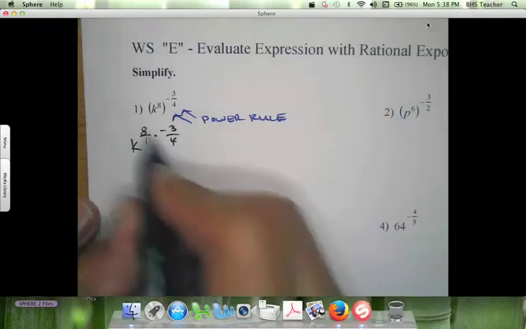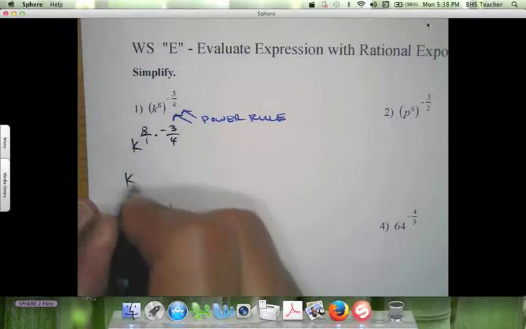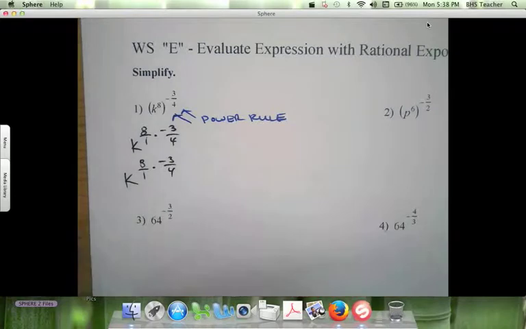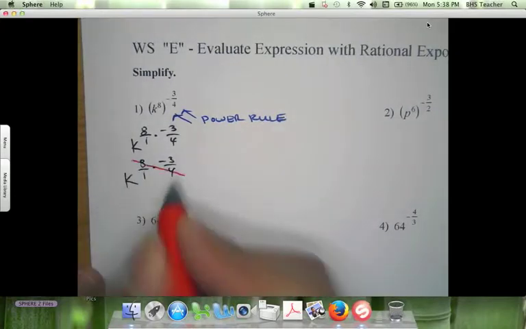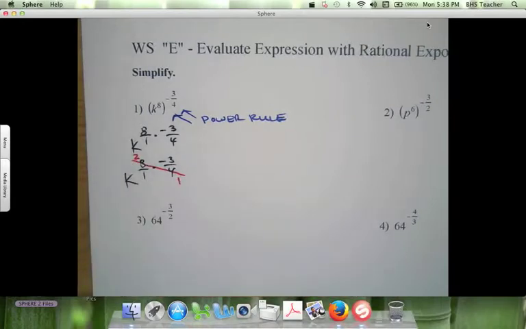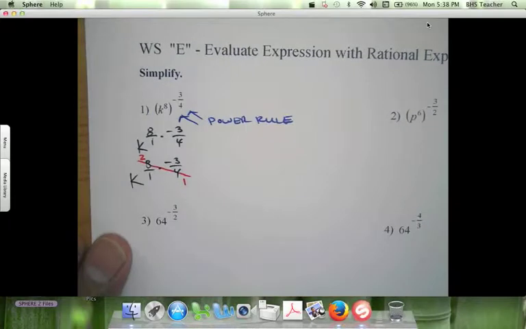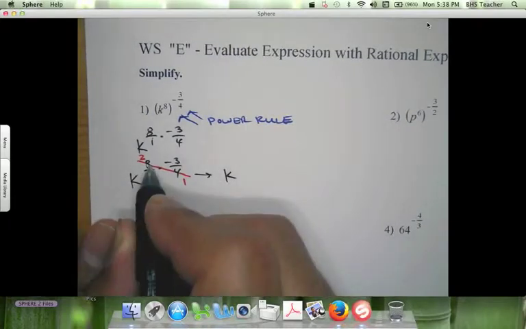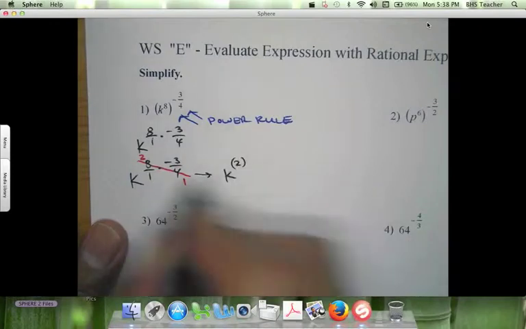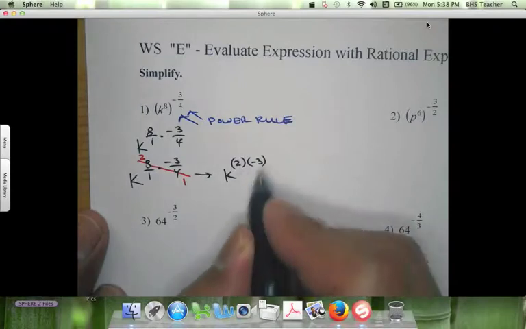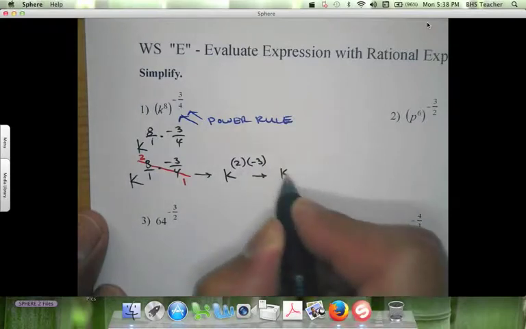You look to reduce the 8 over 1 and the negative 3 over 4. Well, you know the 8 and the 4 can reduce, right? These can simplify. 4 goes into 4 once, 4 goes into 8 twice. You're left with k to the 2 over 1, which is 2 times what? Negative 3. You get k to the power of negative 6.